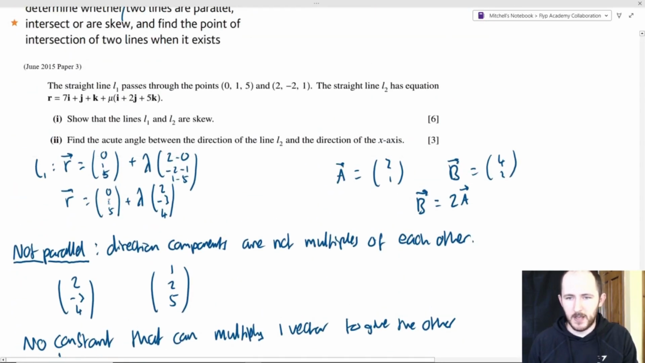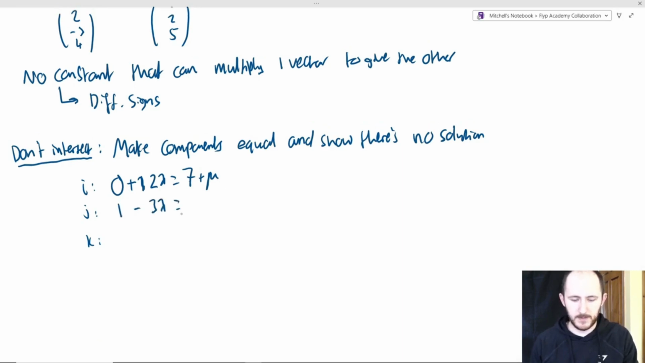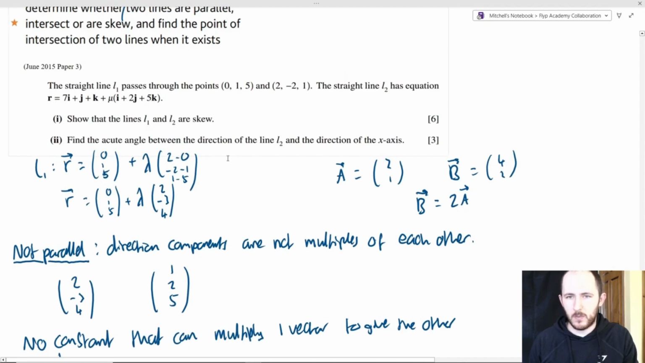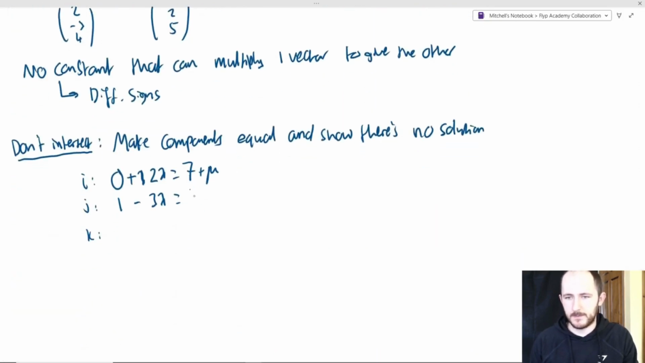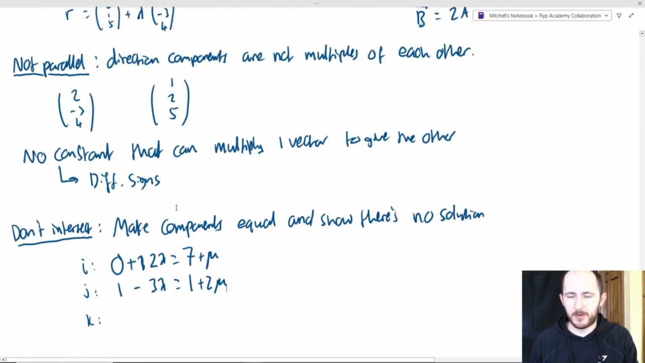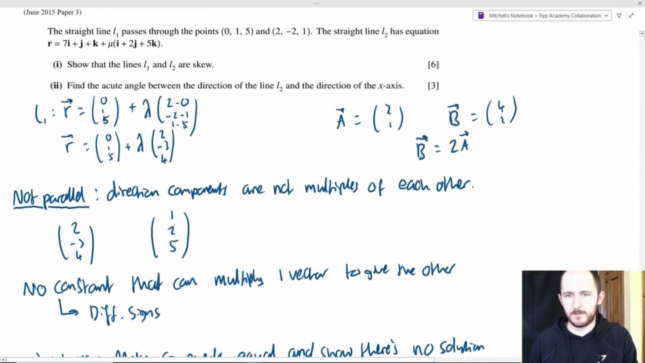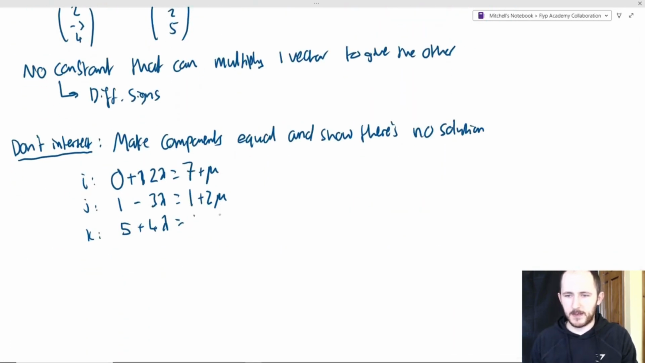Now let's look at the j's and the k's. We have here 1 minus 3 lambda equals 1 plus 2 mu. The k components, we have 5 plus 4 lambda equals 1 plus 5 mu. Okay.